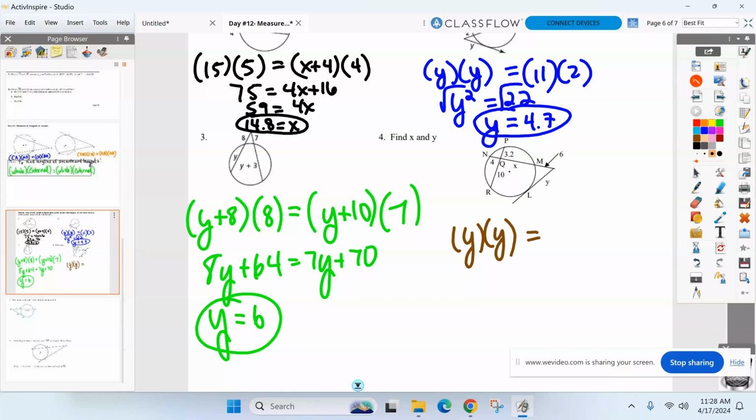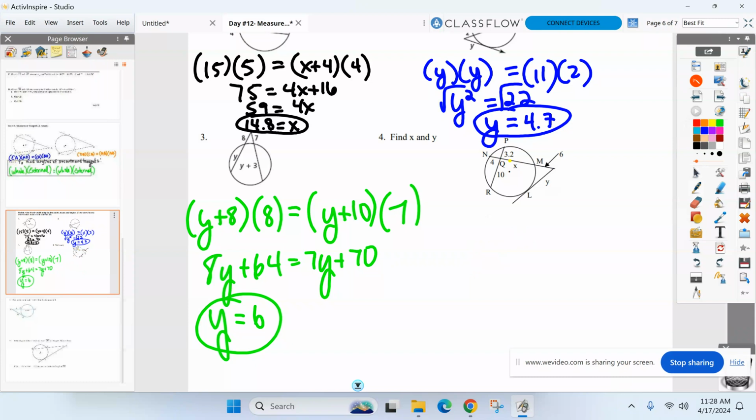Now look at the whole secant. If I called on one of you right now and said, hey, give me the whole secant length, what variable would it have in it? X. And everyone see the problem? I'm going to have Y on the left side, X on the right side. That's not going to fly. So I cannot do whole times external.